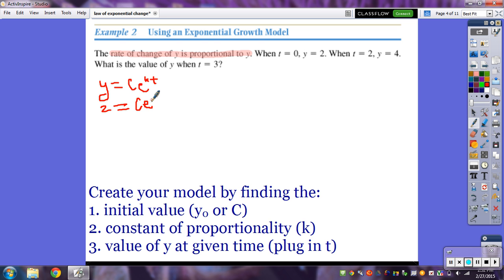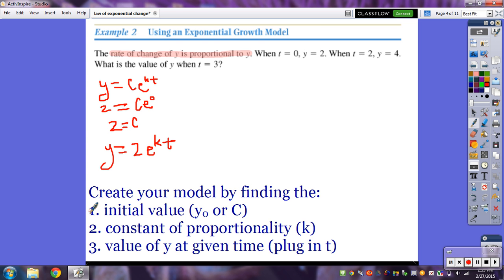And if you think about it, when t is 0, this whole exponent becomes 0. Anything raised to the 0 power is 1. So now I know that my c, my initial amount, my y sub 0, is 2. And so I can rewrite my model as y equals 2 times e to the kt. So that's the first step, your initial value. Find your y sub 0 or your c.